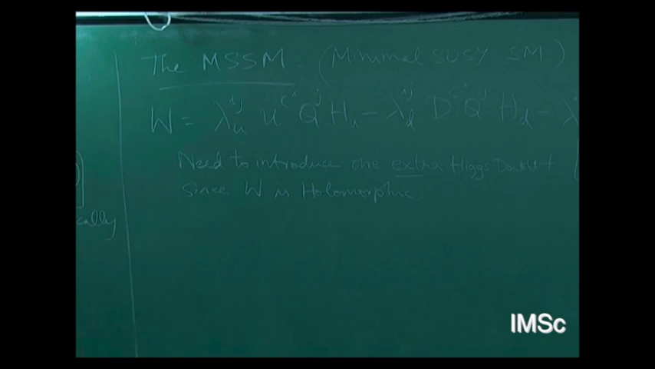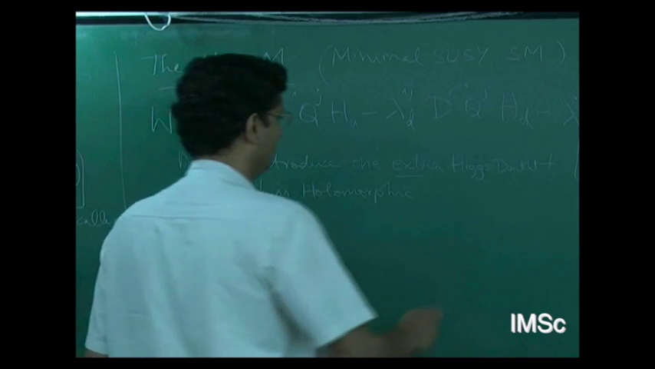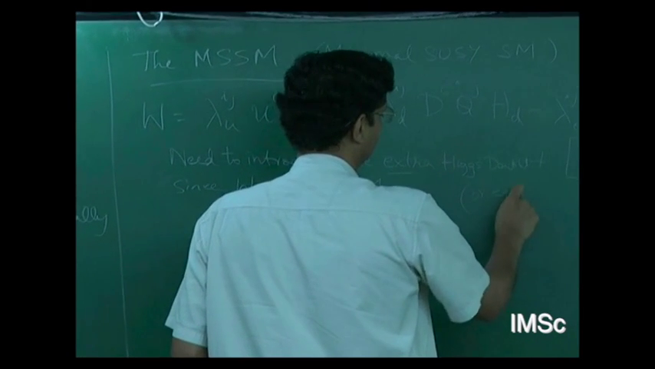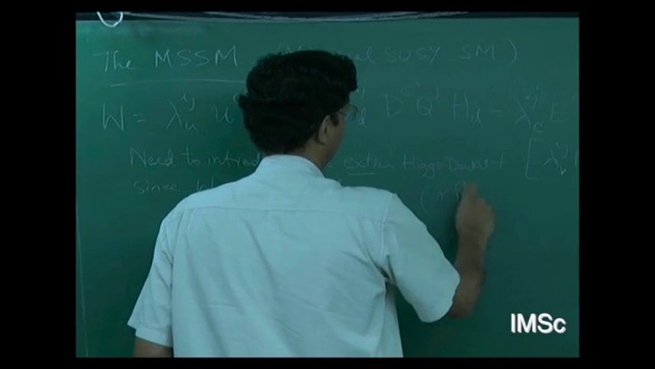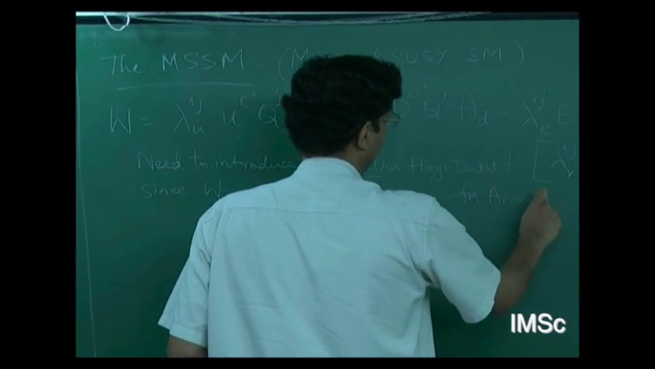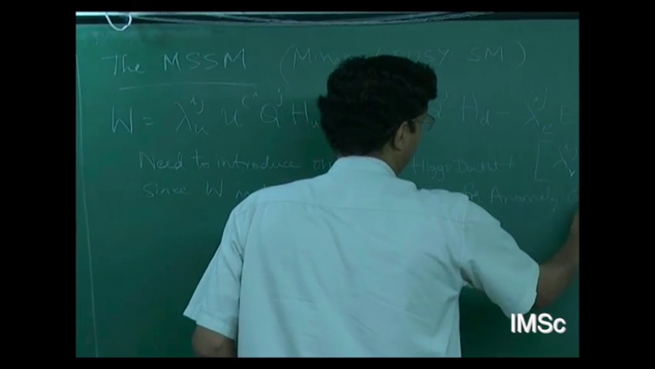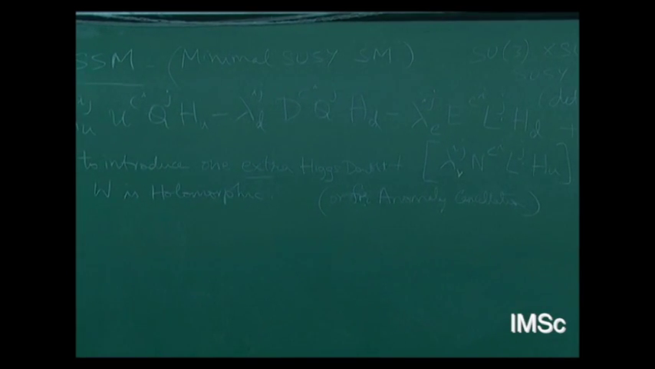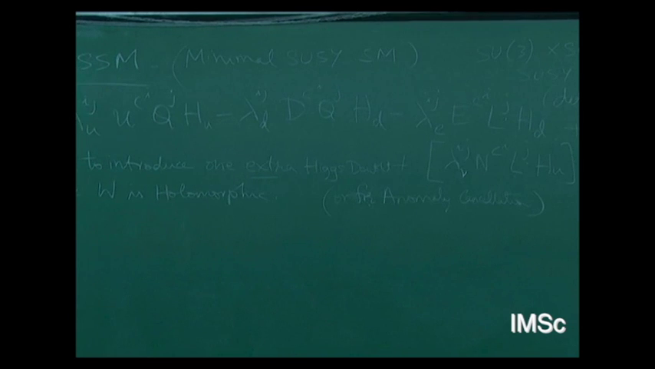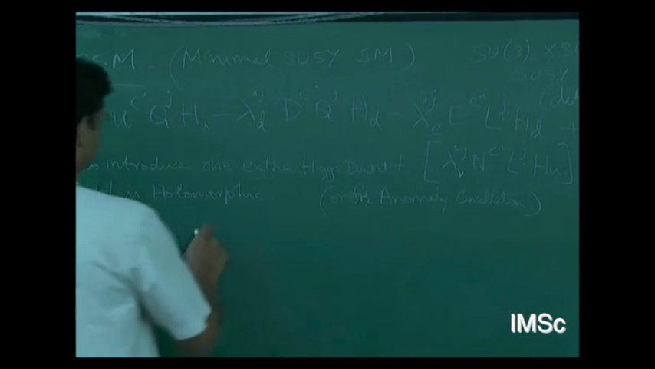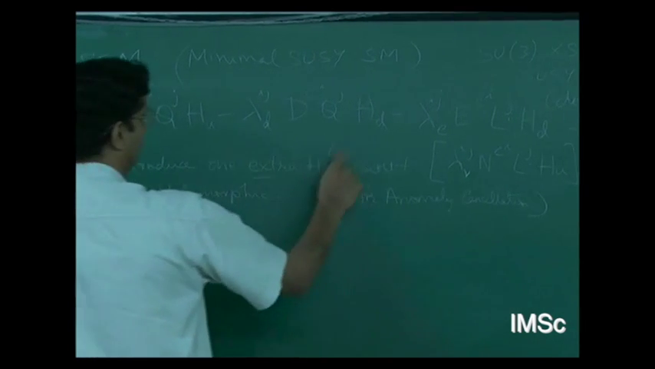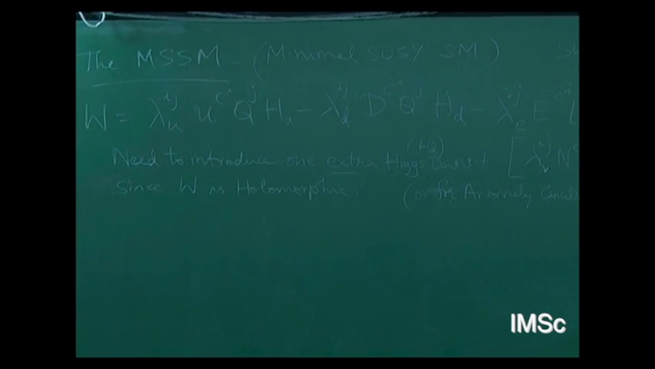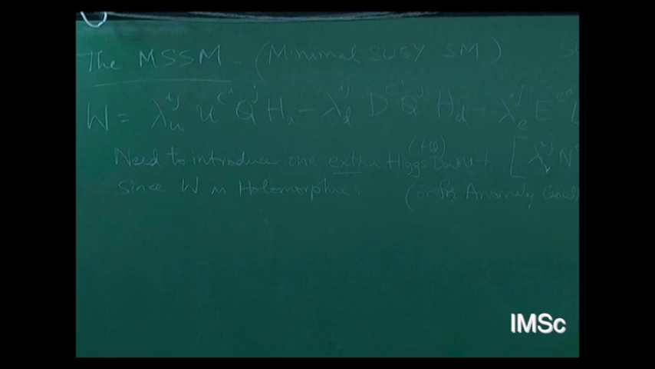Although you can think of it for anomaly cancellation, because there is a Higgsino, I need to cancel anomalies. For anomaly cancellation also I need to introduce one extra Higgs doublet. So the minimal version needs two Higgs doublets, which are the H up and H down. You can think of the extra one that we added as the H down. The H up has the same quantum numbers as in the standard model.